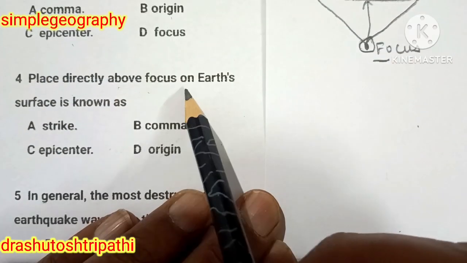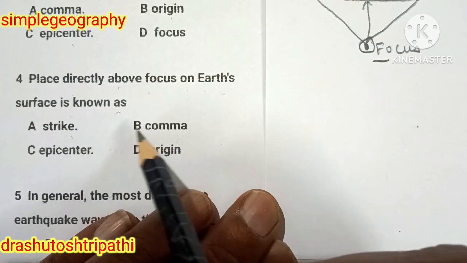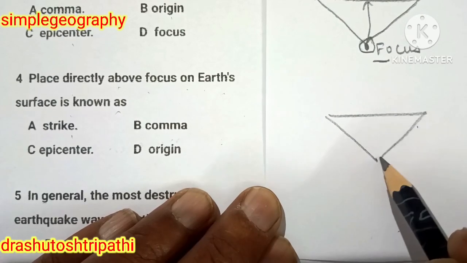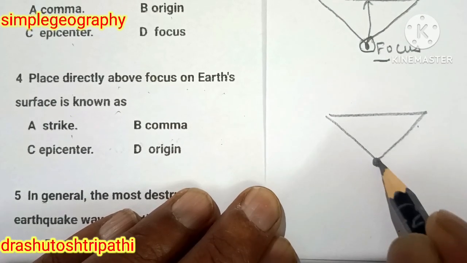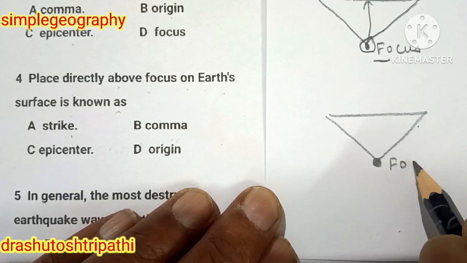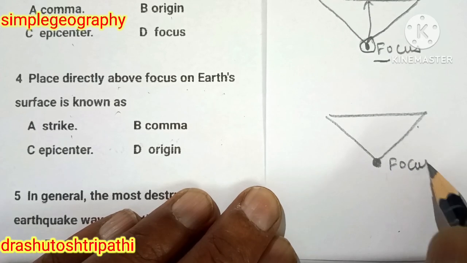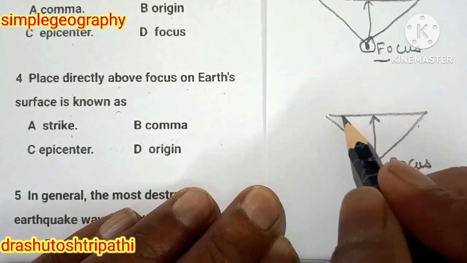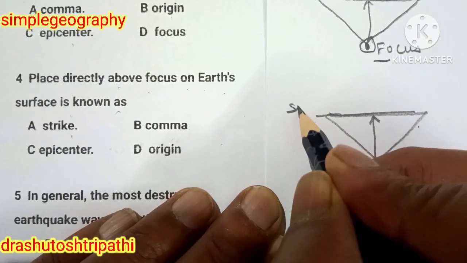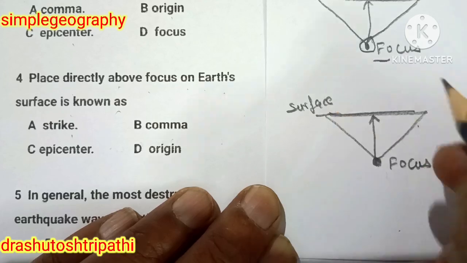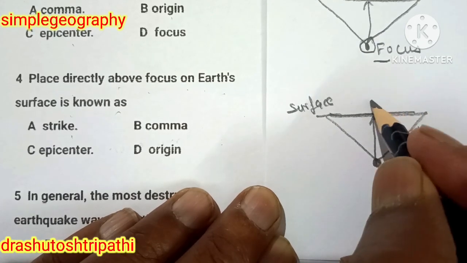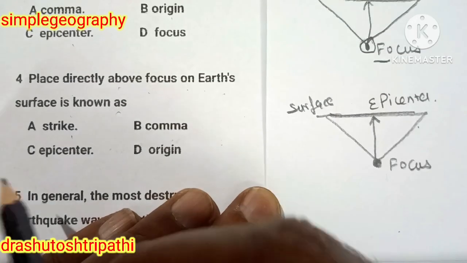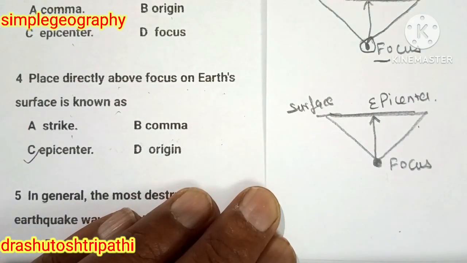The point directly above the focus on the earth's surface is known as: strike, epicenter, origin. Now it is very clear. Where the earthquake originates inside the earth, that is known as the focus, and the point directly above this focus on the earth's surface, where it hits first, is known as the epicenter. Okay, the answer C is correct.